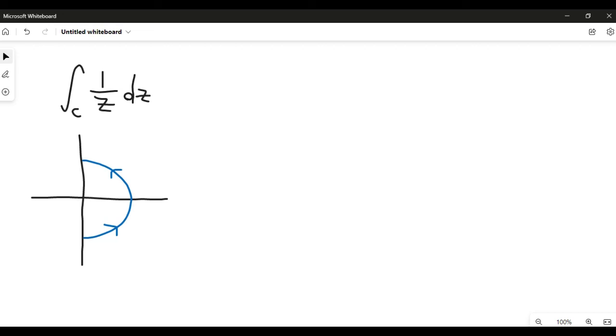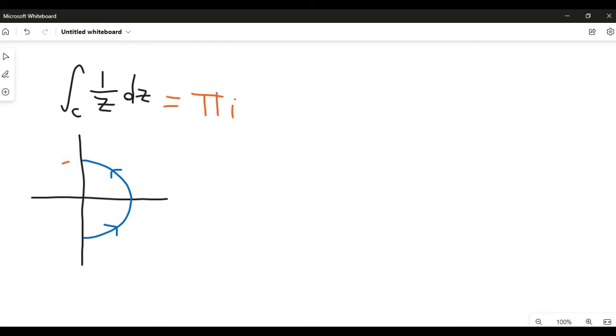Okay, so in this video, I would like to prove that the integral of the complex function 1 over z is equal to pi times I. So I want to prove that this is equal to pi times I, where we integrate around this semicircular curve here. So you want to imagine that this curve is basically 1/2 of the unit circle.